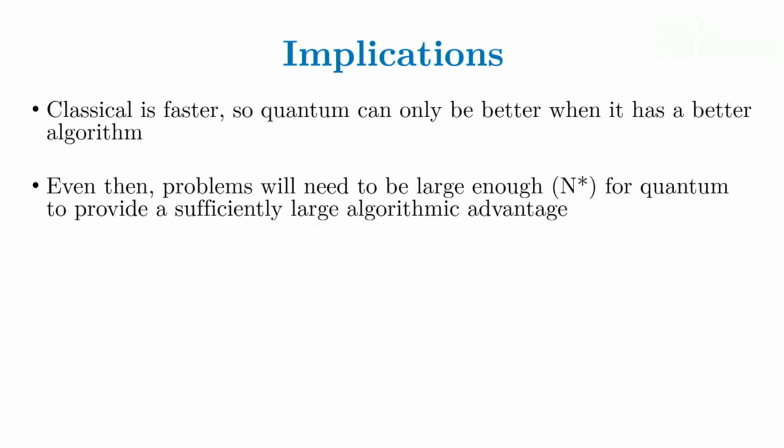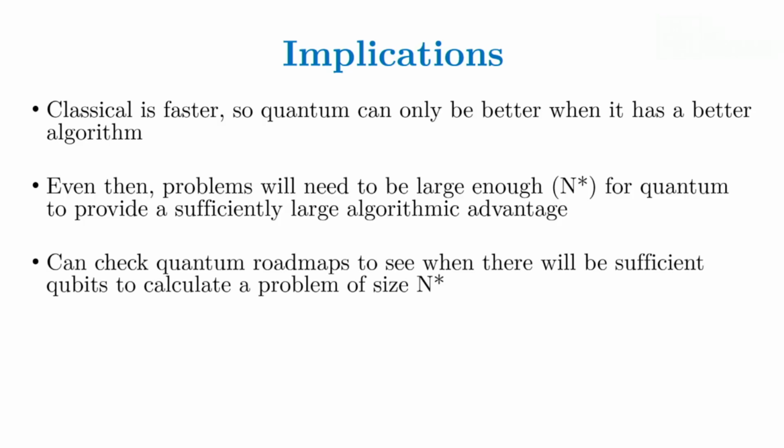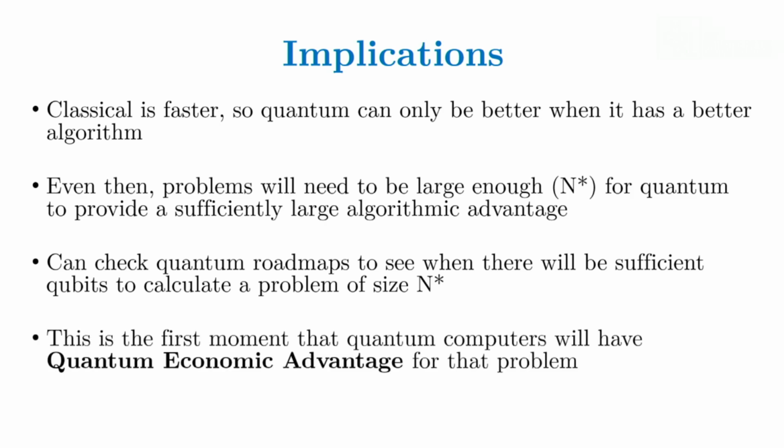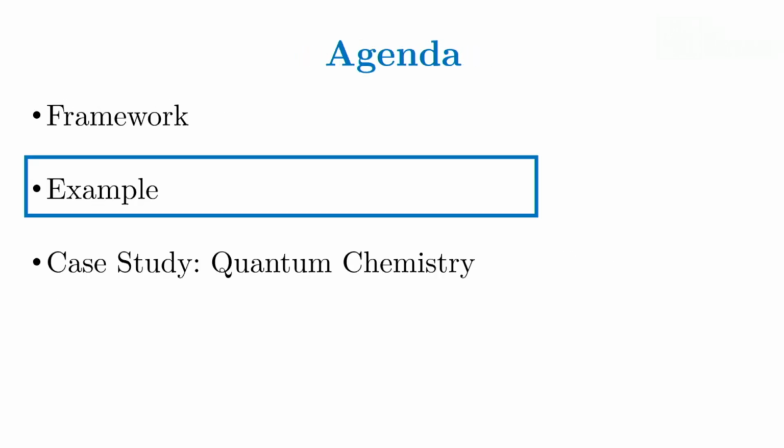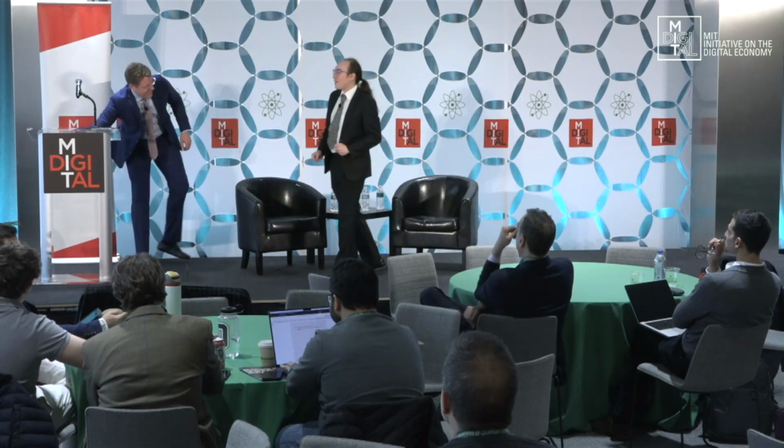Even then, problems will need to be sufficiently large. We wrote this as n star, but they need to be sufficiently large for quantum to provide enough of an algorithmic advantage for it actually to be advantageous. And the nice thing is you can check quantum roadmaps from the hardware producers to see when there'll be sufficient qubits to calculate this. And this is the first moment that these computers will have quantum economic advantage. Okay, so let me turn it over to Jayson, who will talk you through some of our examples.